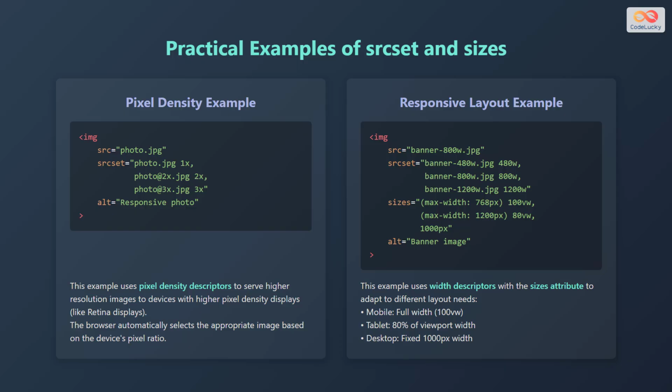In a responsive layout example, we use width descriptors with the sizes attribute to adapt to different layout needs. On mobile devices, the image takes up the full width, which is 100vw. On tablets, it occupies 80% of the viewport width. And on desktop computers, the image has a fixed width of 1000 pixels.